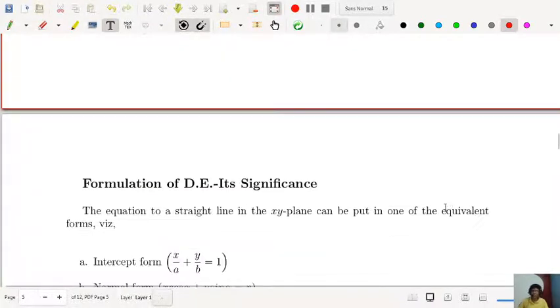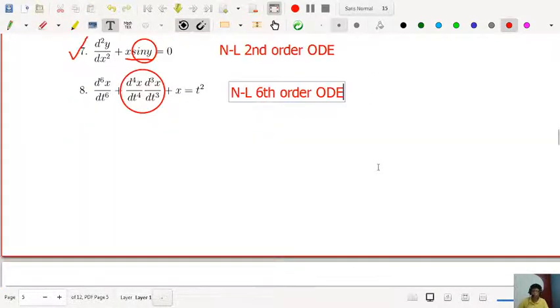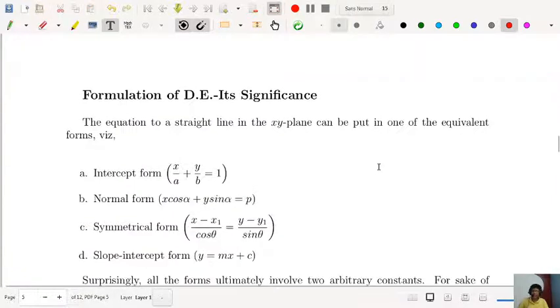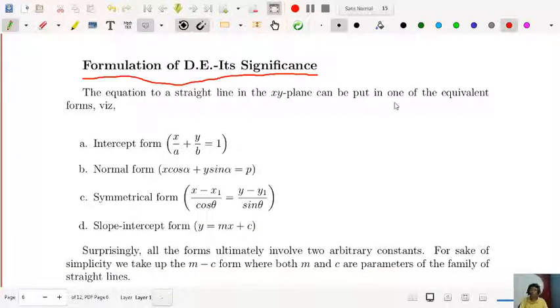So this is all about linear differential equations, and previously it was order, degree, what is ODE, what is PDE. So this is the basic introduction of differential equations, with a lot of important definitions and examples. Let us come to the last section of today's topic, formulation of differential equations and its significance. Why are you going to formulate the differential equation? That is a big question. Why am I doing the formulation?